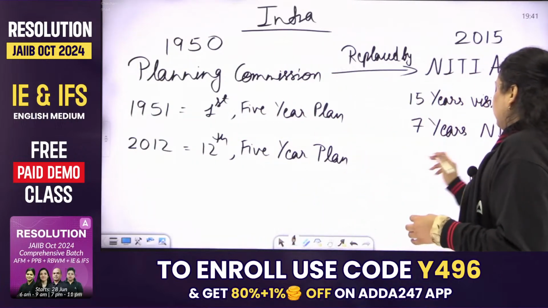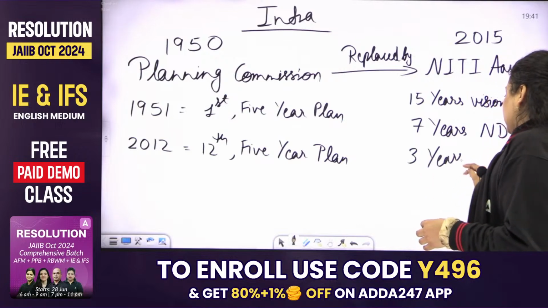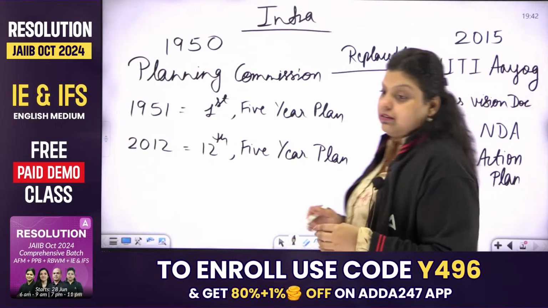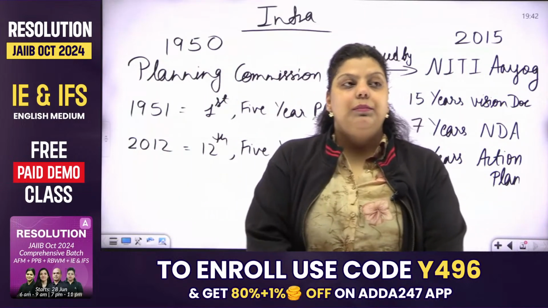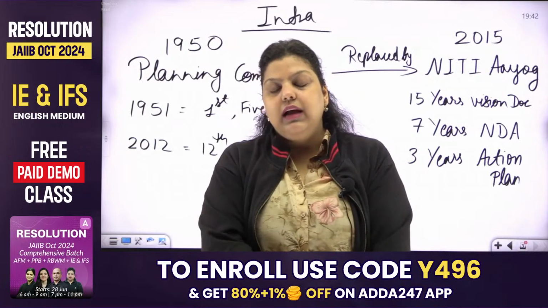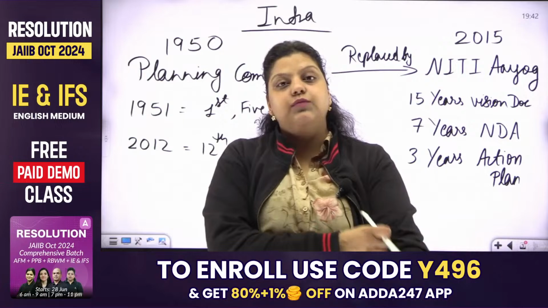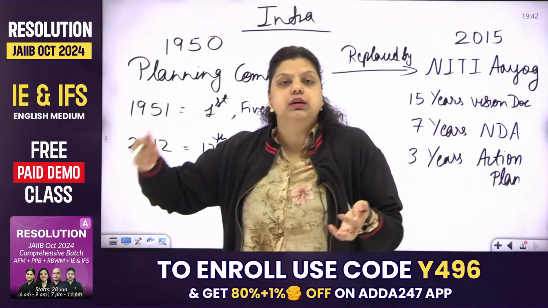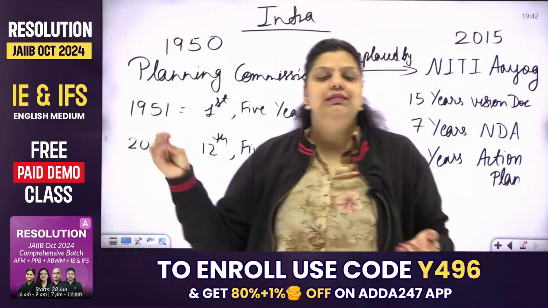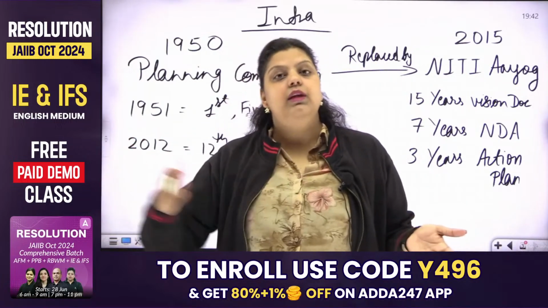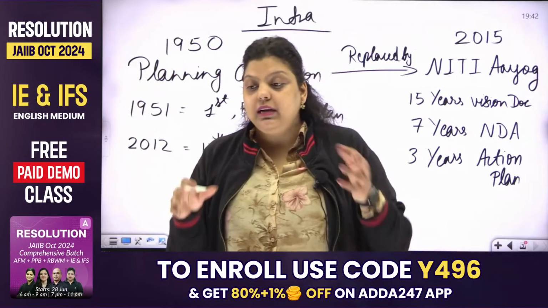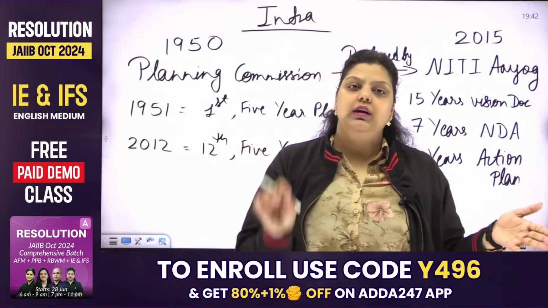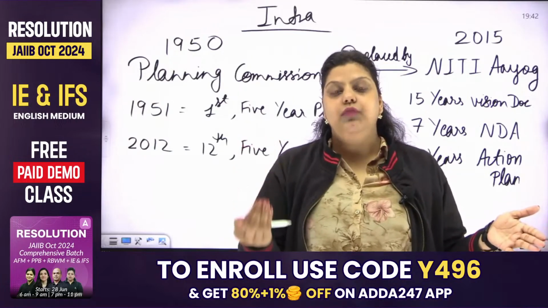Now, after that, it has also introduced the 3-year action plan. Now, what is the action plan? What we saw in the Planning Commission, the major disadvantage, was that we used to start a 5-year plan, and after the 5 years ended, we used to check whether the plan was successful or not. And at the end of 5 years, we used to say that the plan had been unsuccessful. It happened in every 5-year plan that after the duration ended, we would check whether the plan had worked or not. And this caused a lot of wastage of time, raw material, funds, everything.